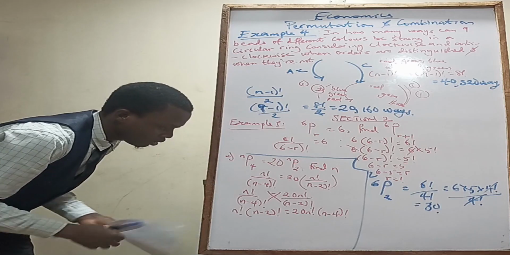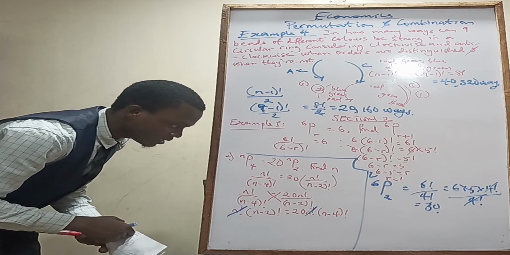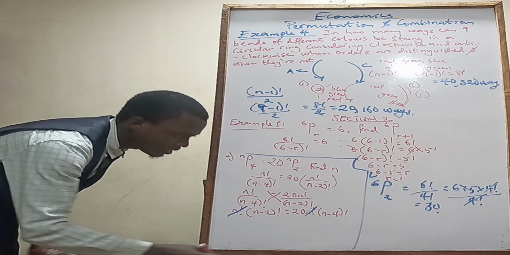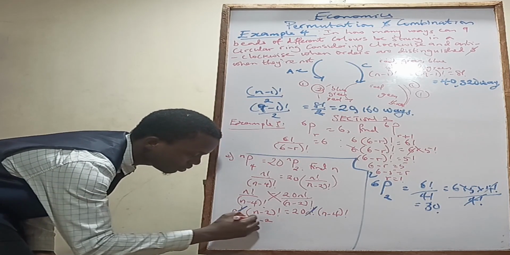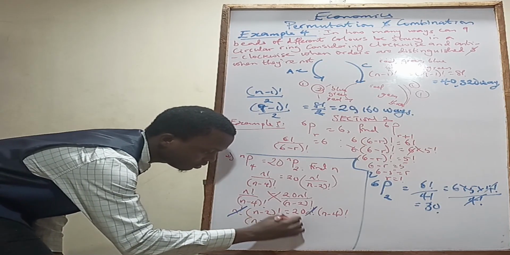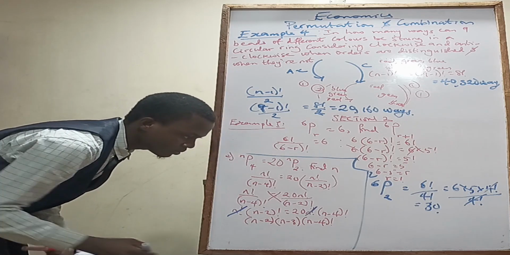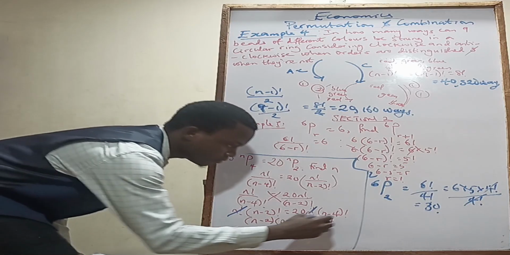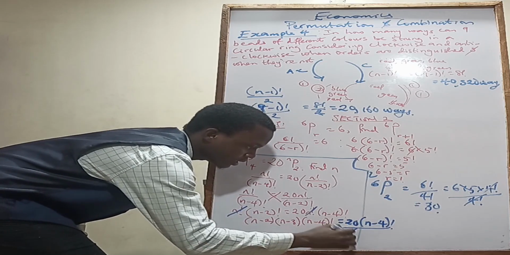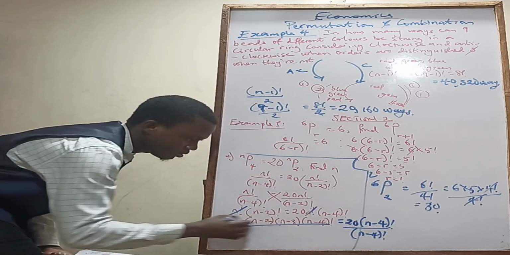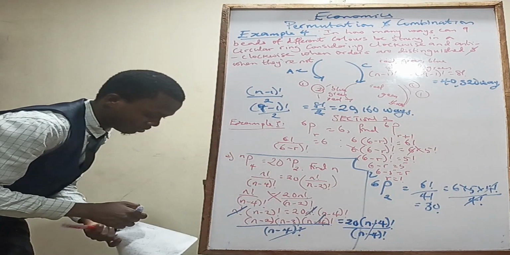What is obvious is that we cancel n factorial, right? And then n minus 2 factorial could be written as n minus 2 times n minus 3 times n minus 4 factorial. So all of this equals 20 times n minus 4 factorial. So we can divide both sides by n minus 4 factorial, and this takes away this.